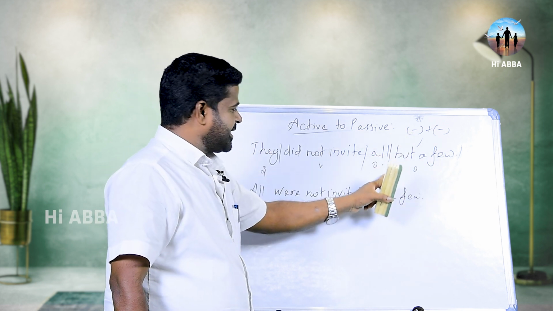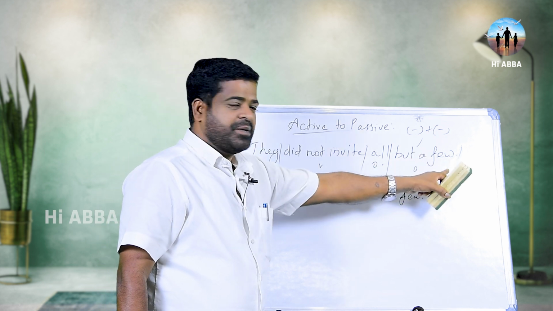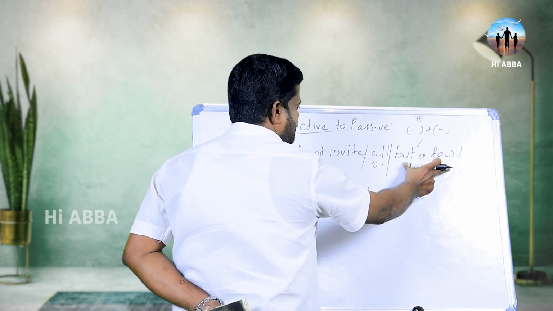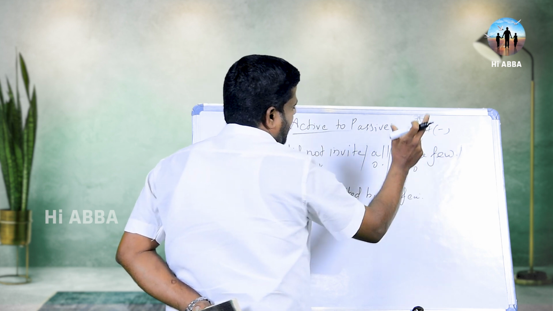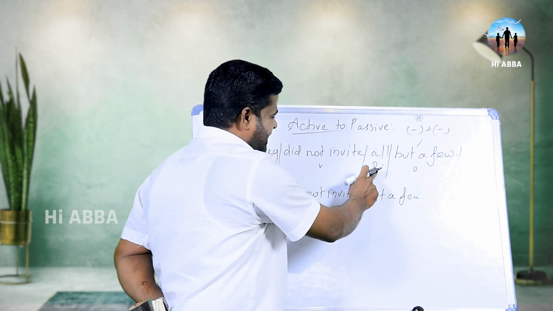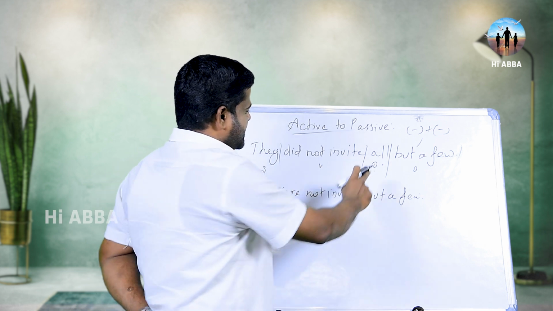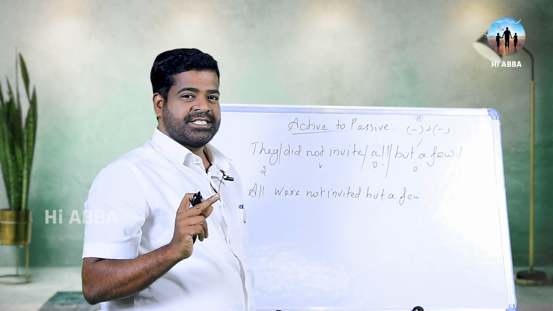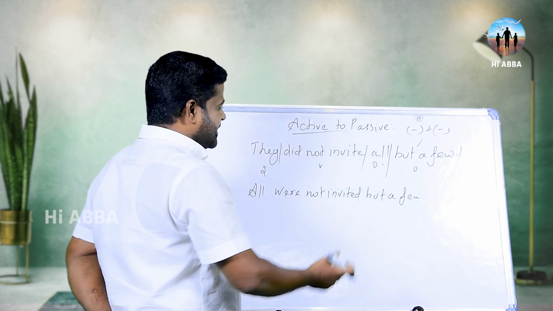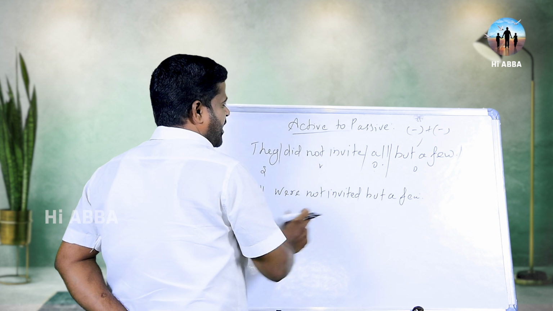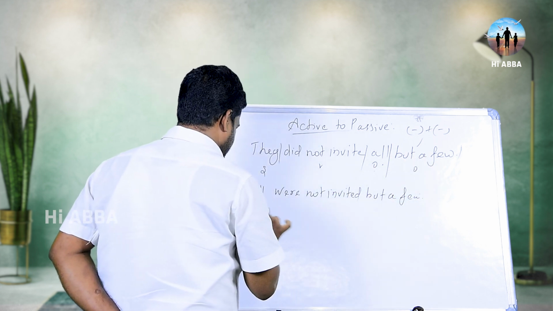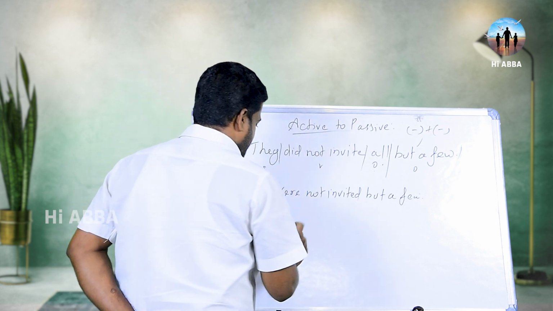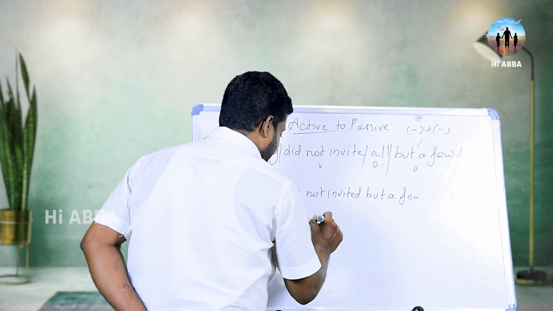So far the sentence is negative, but afterwards it becomes positive. Which means this object is actually in an affirmative sense. This object is in a negative sense. For this object, the sentence is negative, but for this object, the sentence is positive. So this can be written in another way also, which means a few. Let us take that object. A few, again this is a plural, were invited.